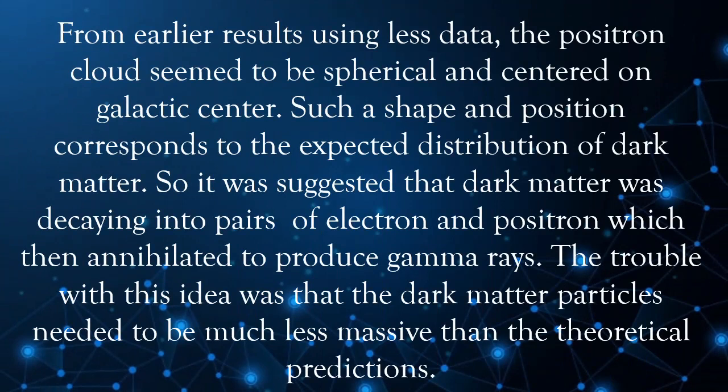From earlier results using less data, the positron cloud seemed to be spherical and centered on the galactic center. Such a shape and position correspond to the expected distribution of dark matter. So it was suggested that dark matter was decaying into pairs of electrons and positrons, which then annihilate to produce gamma rays. The trouble with this idea was that dark matter particles needed to be much less massive than the theoretical prediction. So what's wrong?